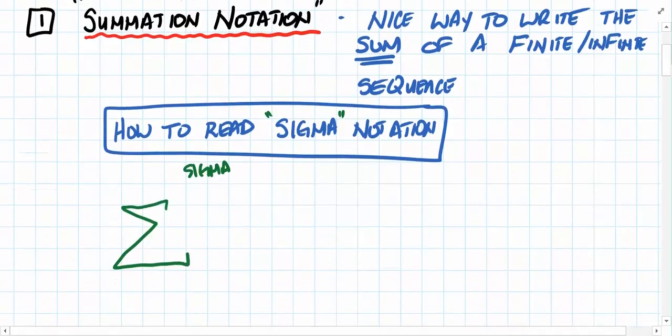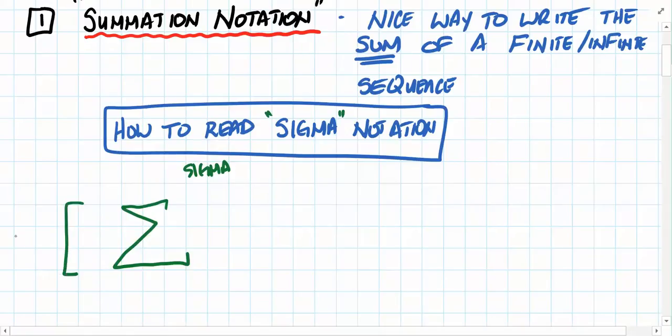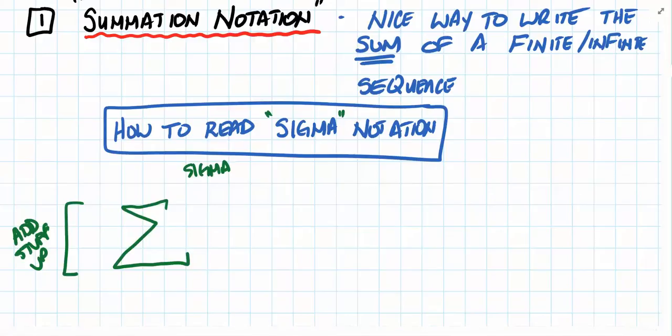Whenever you see this symbol, you are going to be thinking of one thing: it means to add stuff up. Now there are 3 parts to adding some things up. You need to start somewhere, you need to end somewhere, and you also need to know how exactly you're going to add these things up.